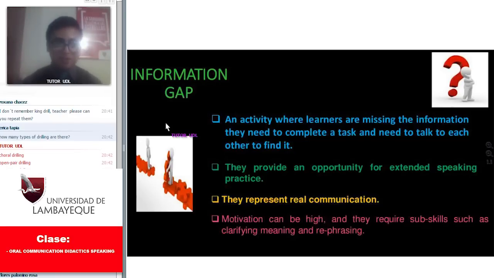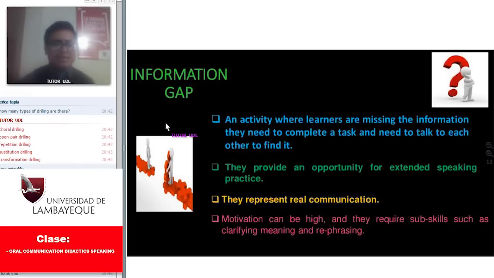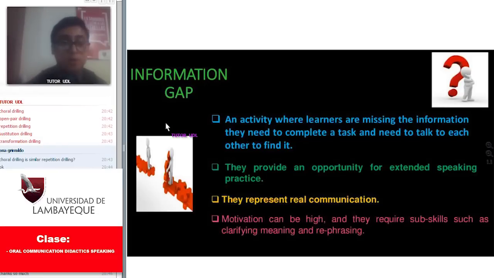Okay, so now let's continue because we need to continue talking about the techniques that you can use in the while-speaking stage. Okay, no problem, Rosa. The next one is information gap. Teacher Ernesto, what is information gap? Do you have any ideas about information gap? What is a gap? Do you know anything? Okay, a blank, a space, something that is missing. So, missing information, right? Yes?